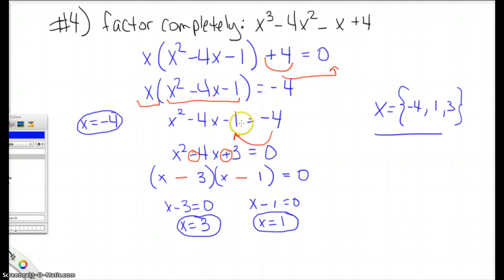Okay? That's a tricky one. It's 2 parts, so you just have to be aware of that.